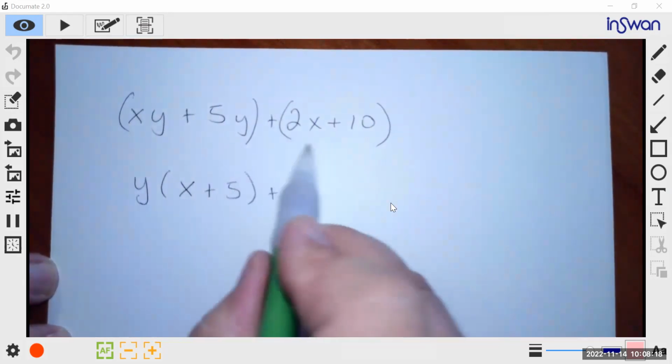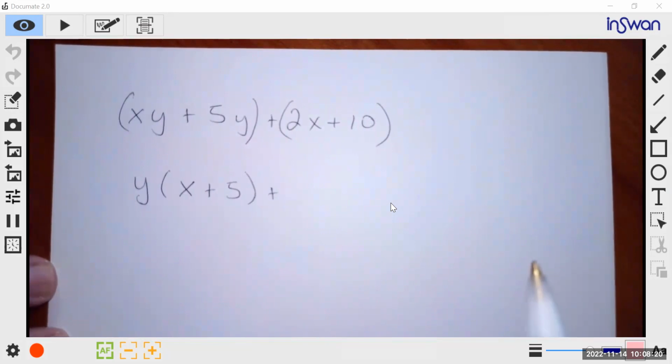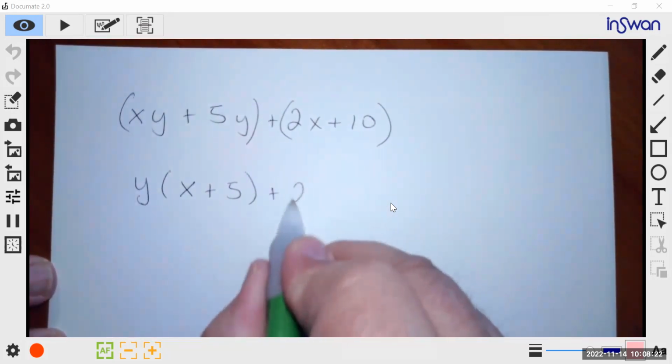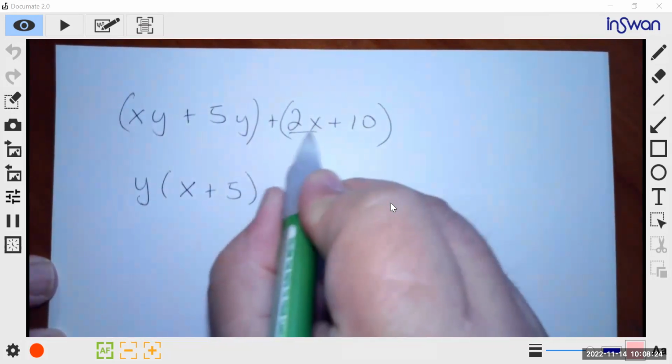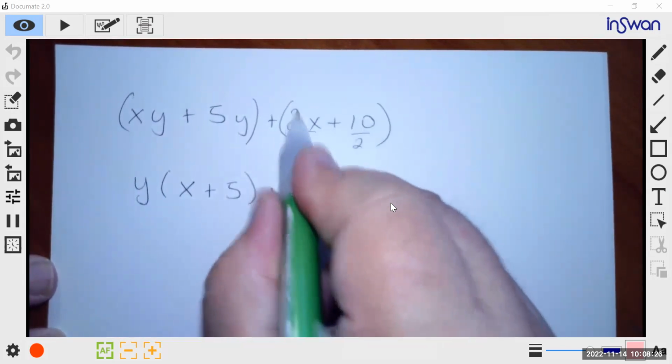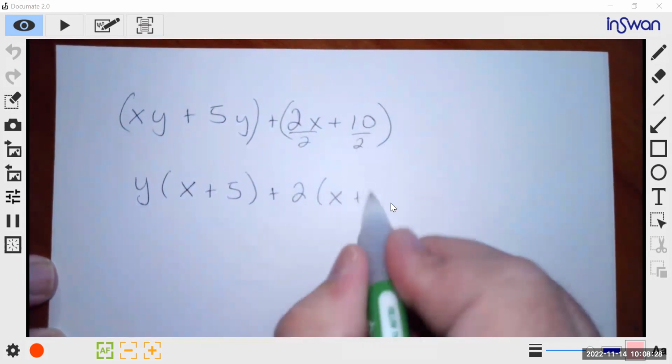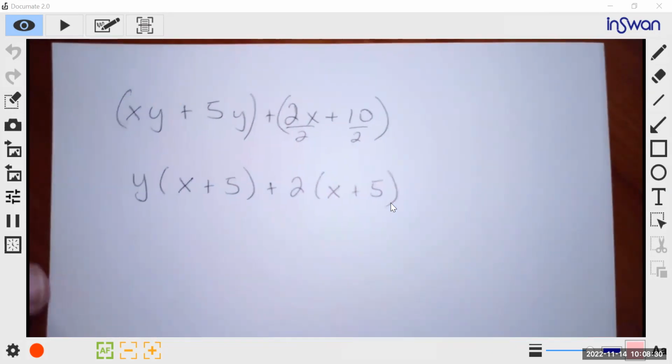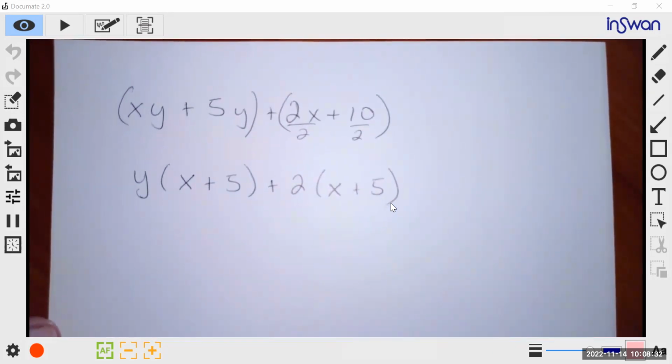Plus, there's a plus. What does the second one, what do they both have in common? They both have a 2 in common. So if I divide both of these by 2, I got x plus 5. Now I'm down to only 2 terms. Do they have anything in common?